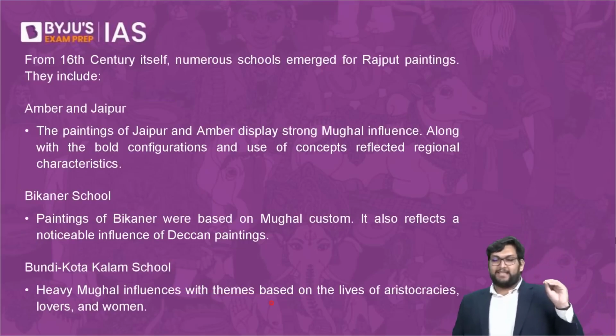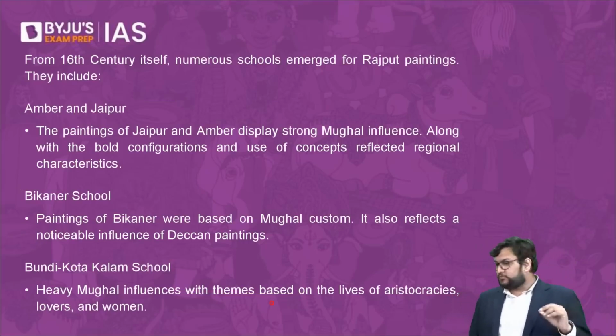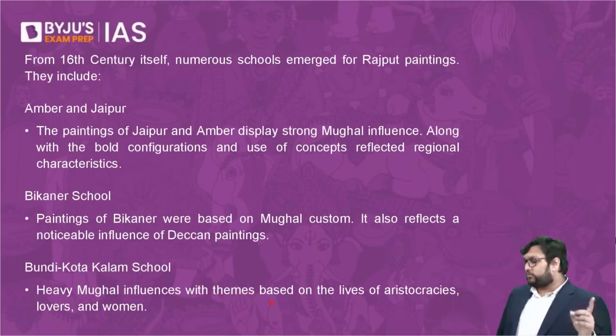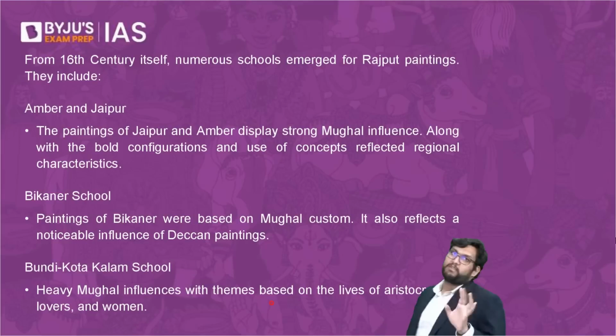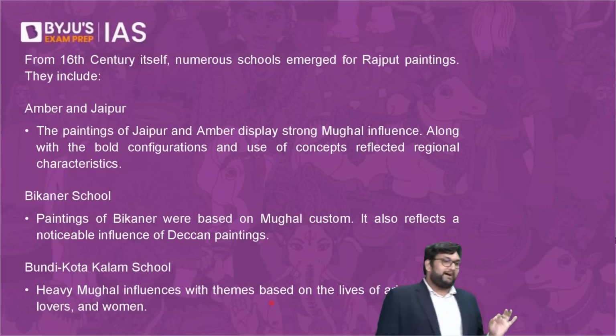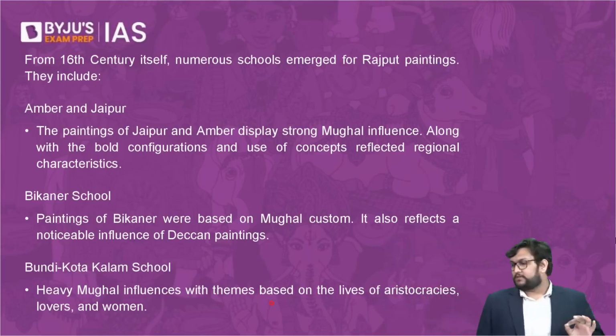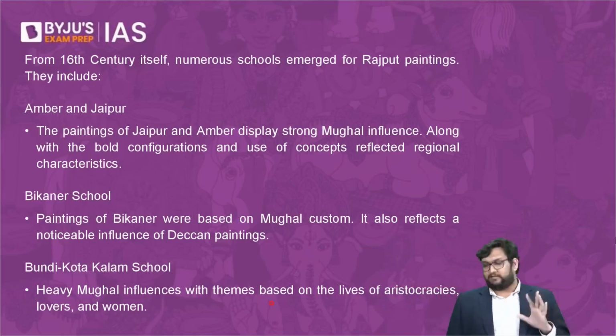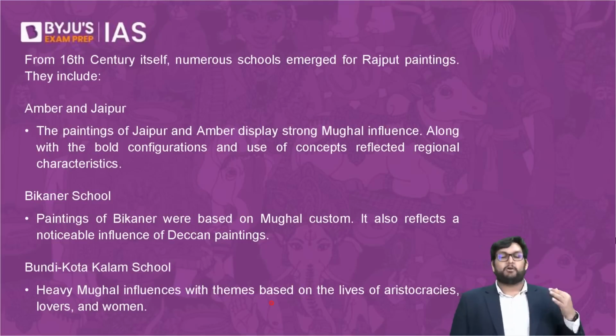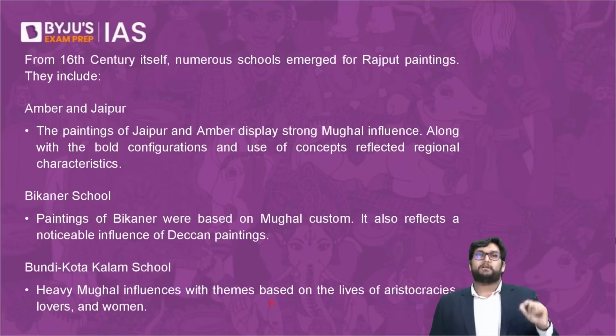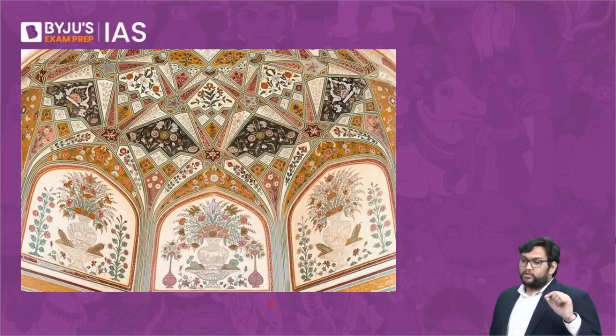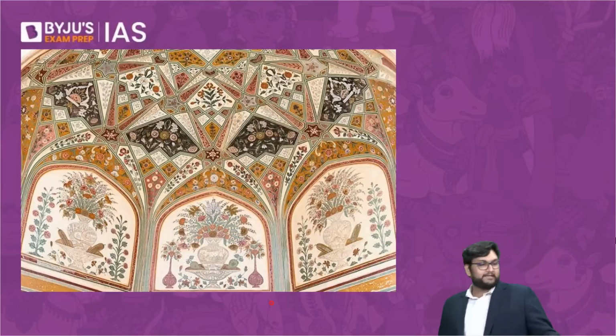Now, there are multiple schools, but only one school never had Mughal influence, which is Mewar. Mewar never went into Mughal influence, and therefore there was no Mughal influence generally. Now, let's talk about Amber, Bikaner, and Bundi Kotakalam. Now, when we talk about Amber and Jaipur, you will see that there are two images which are there in the Amber and the Jaipur fort itself.